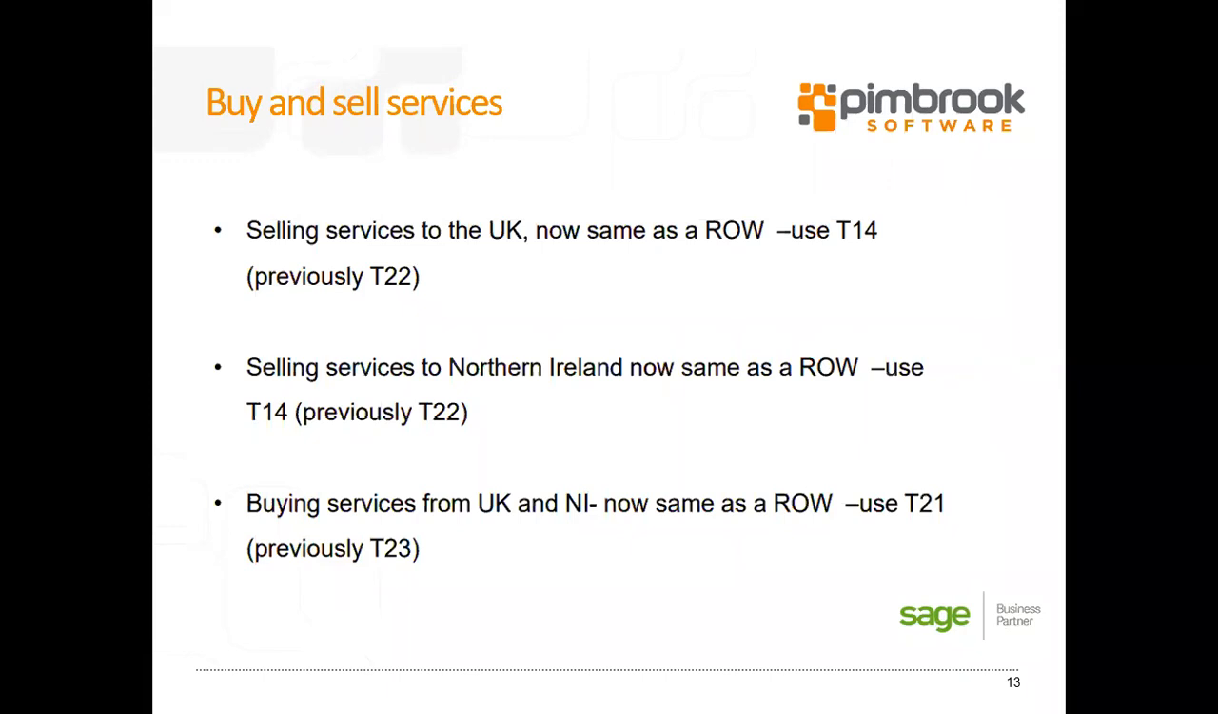Buying services from Northern Ireland, from the UK and Northern Ireland, rest of the world, previously T23, T21 is the one to use going forward. Now, I know we're just saying T21, T23. For the meaning of all these T codes, we do have a knowledge-base article that explains all these things to you. If you send us an email or ring support, we will give you a link to where you can find all these codes and what you should be using them for.